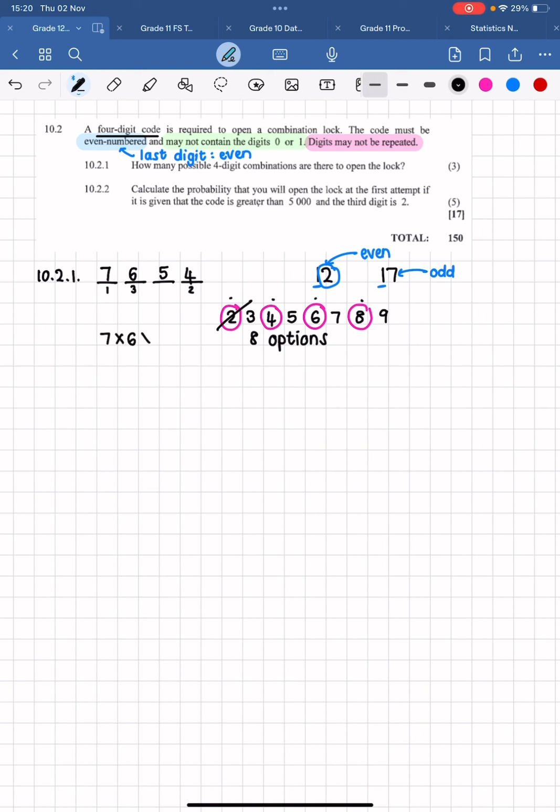So the number of possible 4-digit combinations that there could be to open the lock is 7 times 6 times 5 times 4. That is 840 codes.